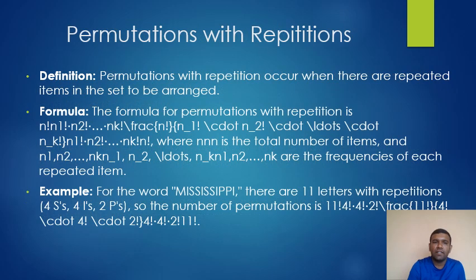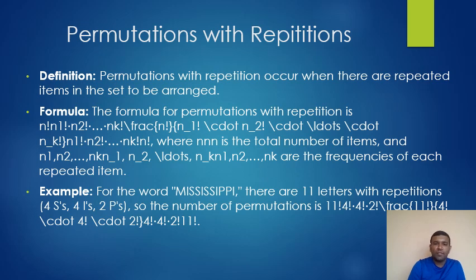Next, let us look at permutations with repetition. Permutation with repetition occurs when there are repeated items in the set to be arranged. In a set, there is more than one item of the same kind. Permutation with repetition has its own unique formula, which is shown here. Let us look at an example.